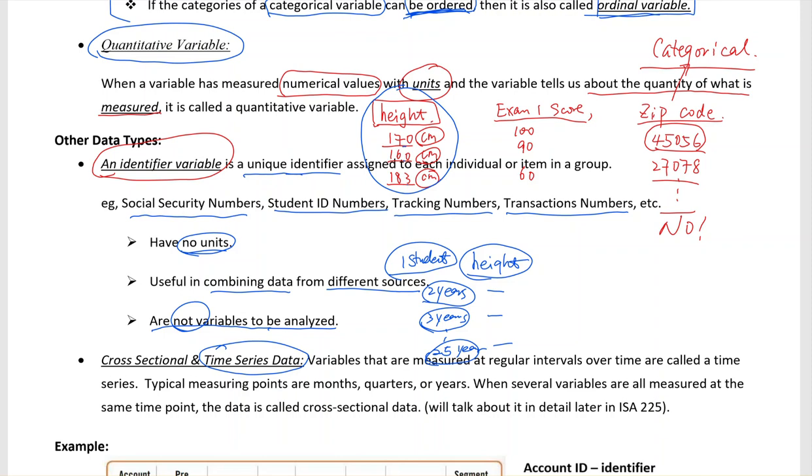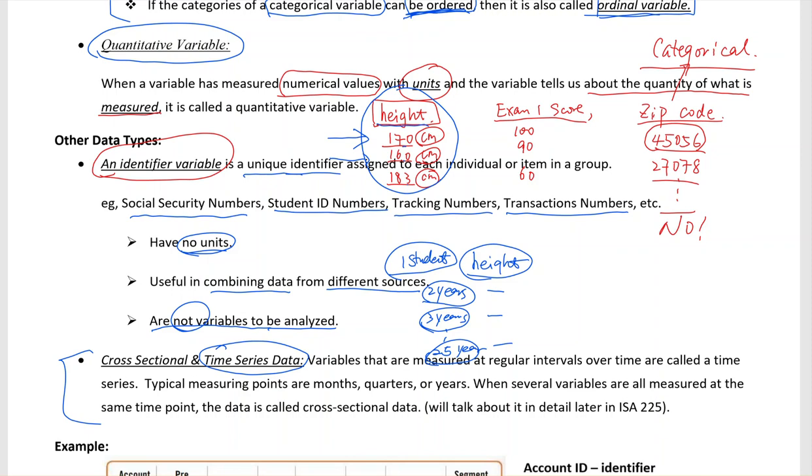For example, I measured the height of the students. For this student, I measured in August. I measured this student in October. So they are not measured at the same time point. Then for this case, it's neither cross-sectional nor time series data. But for this part, you just get the idea that if the variable is recorded over time, then it is a time series.